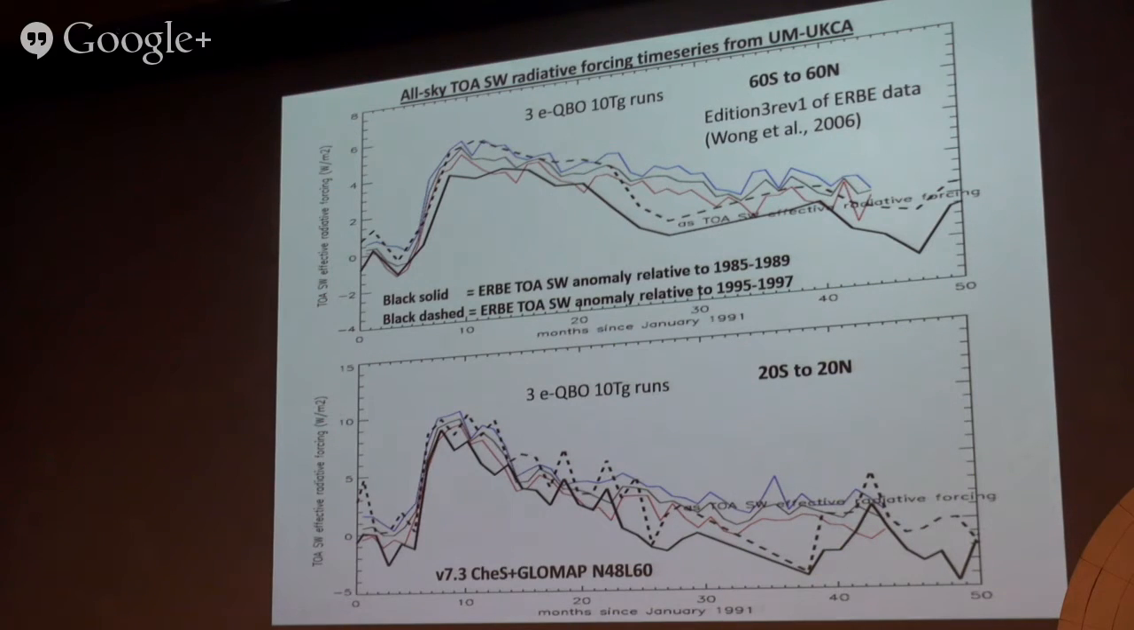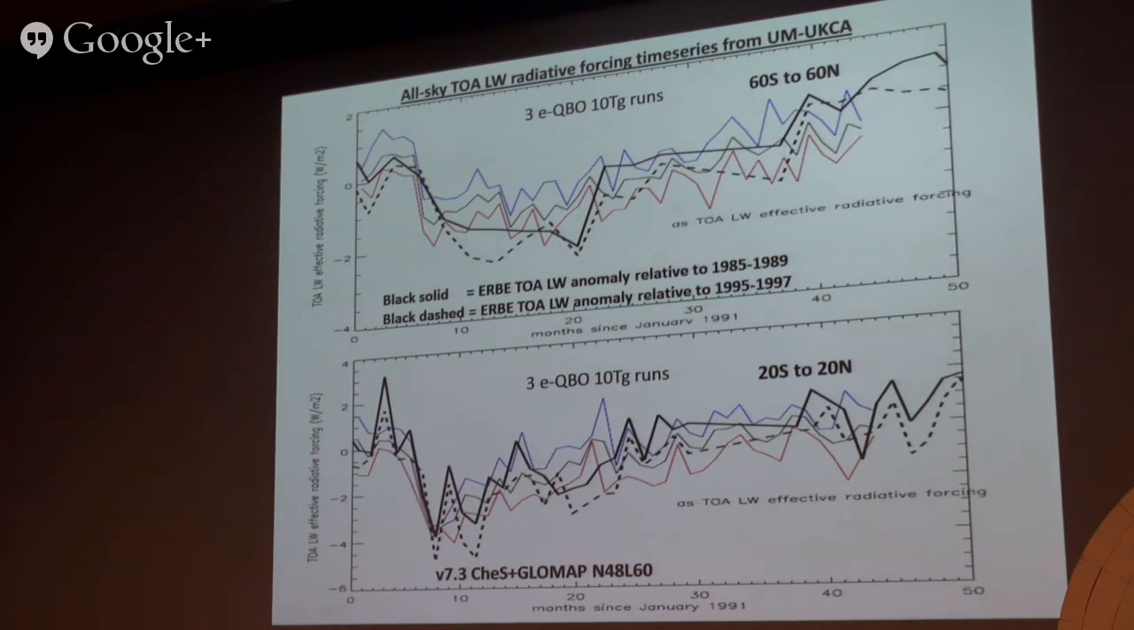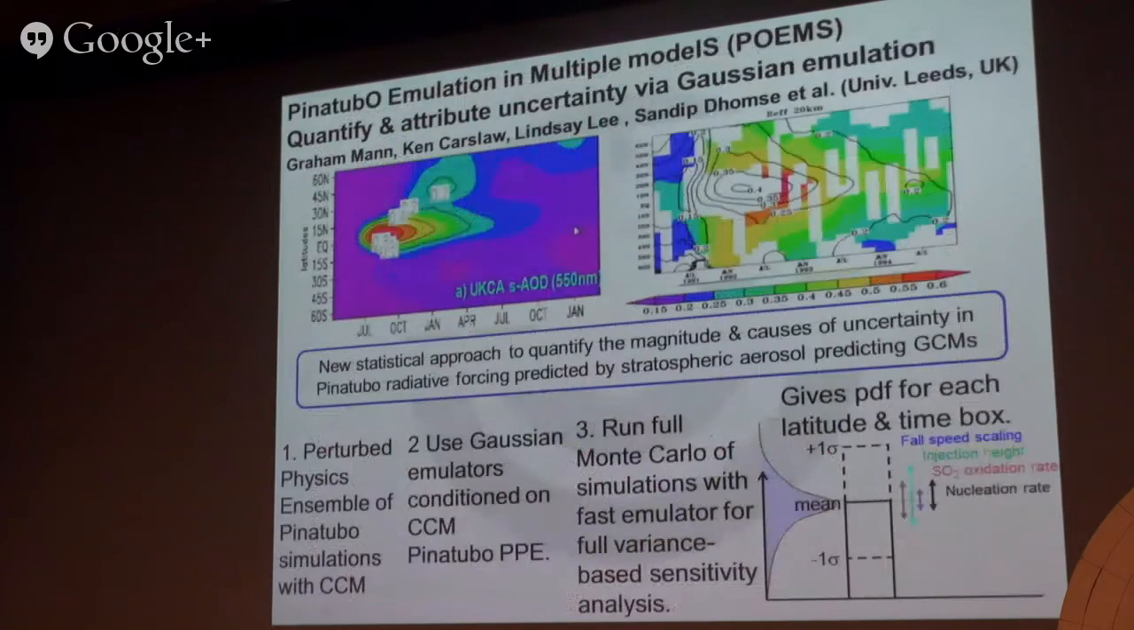Comparing to the measurements, finally I'll show the anomaly here from the 10 teragram run. These are the three ensemble members we've done, where the eruption was initialized in the easterly QBO phase. And we see that for the 10 teragram run, we get the near global and tropical perturbation to the top of the atmosphere all-sky shortwave flux in good agreement with the anomaly seen in the satellite data. We're also capturing that perturbation in the longwave, also in pretty good agreement. So we're able to isolate the contribution to that anomaly time series from the Pinatubo eruption.